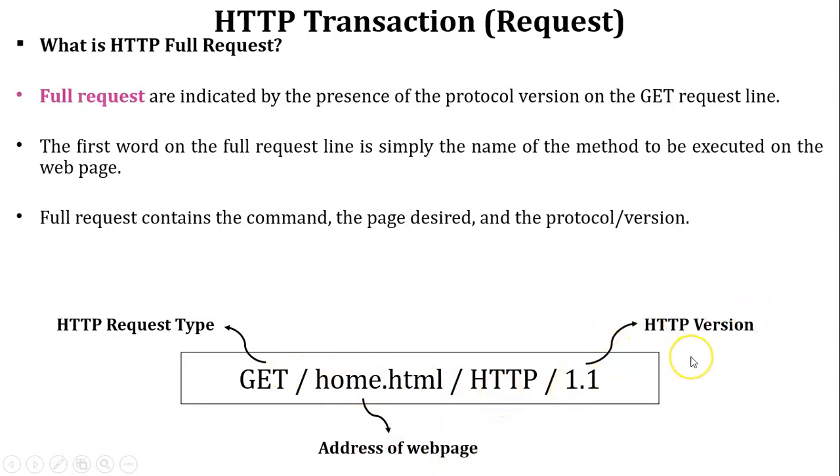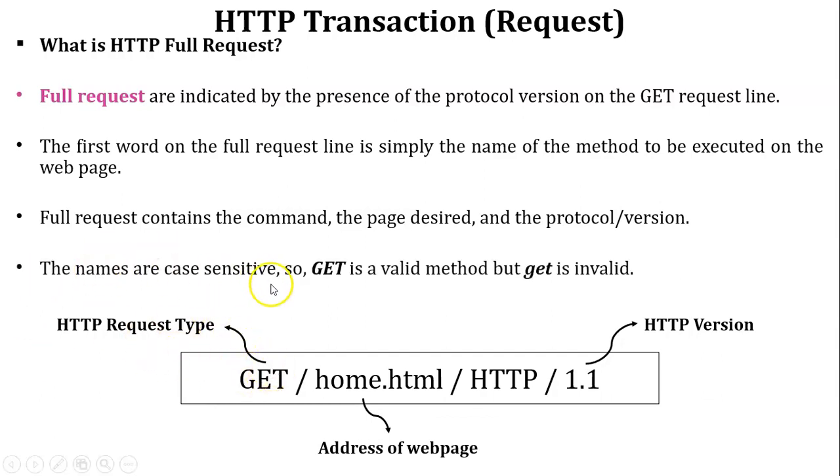of the HTTP protocol. So here, the difference between the simple request and full request is that the HTTP version is not available in the simple request and the HTTP version is available in the full request. Here the HTTP request type GET is case sensitive, so it will be written only in capital letters.